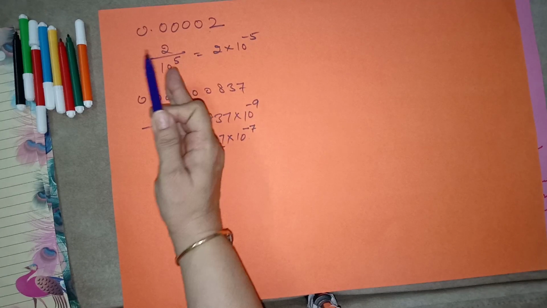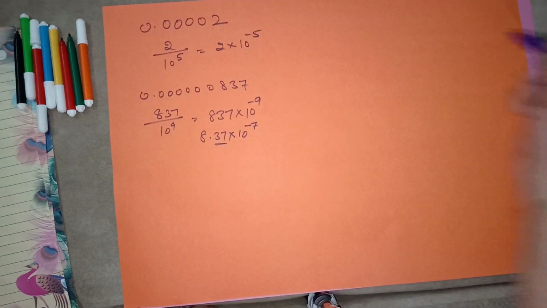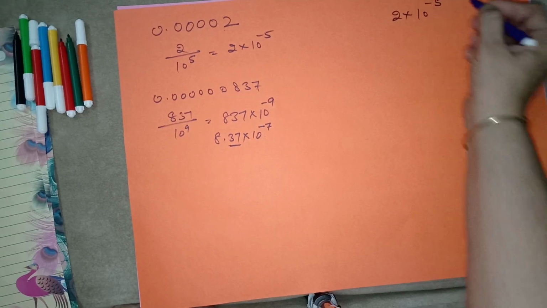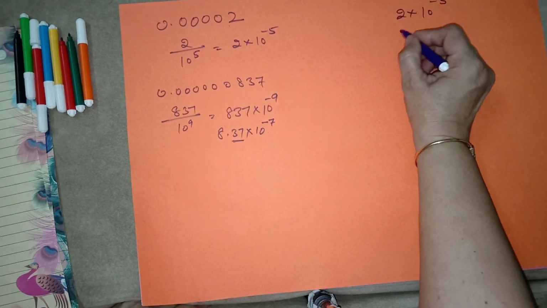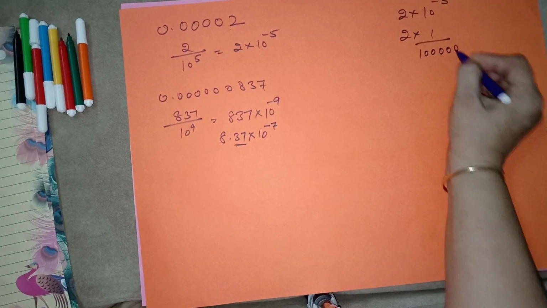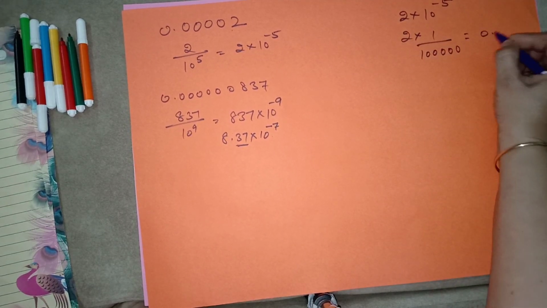In the same way, now I want to write in the usual form. How is it if it is given as 2 multiply 10 to the power minus 5? How will you write it? 2 multiply, what's the meaning of that? 1 2 3 4 5. And what's the meaning of this?